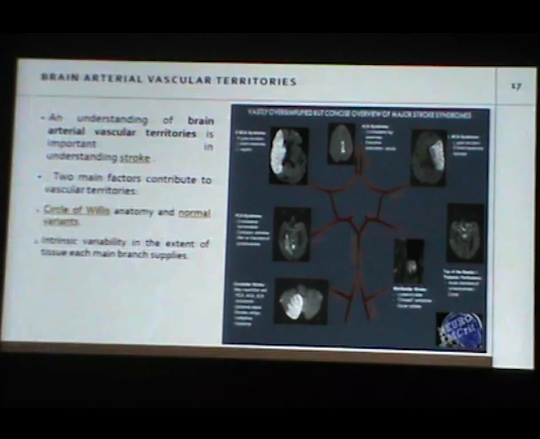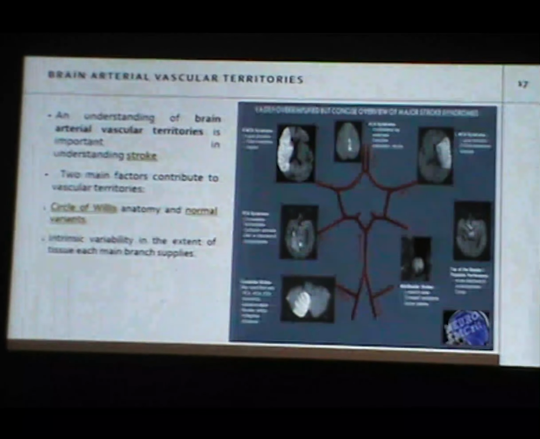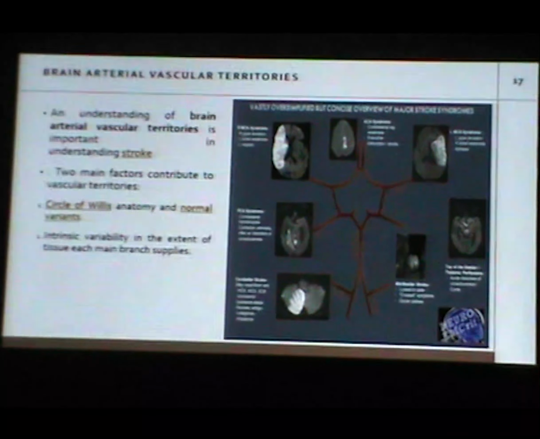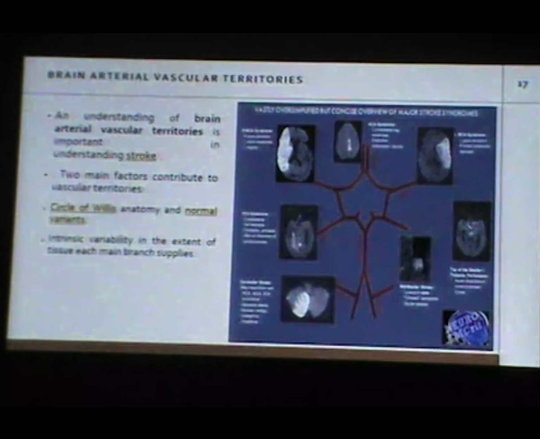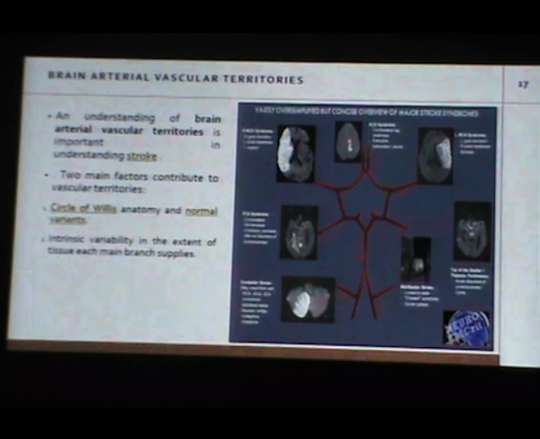The brain arterial vasculature was broadly discussed in the last lecture. We have to understand the arterial vasculature of the brain in order to be able to specify the area of the lesion and the symptomatology upon this.